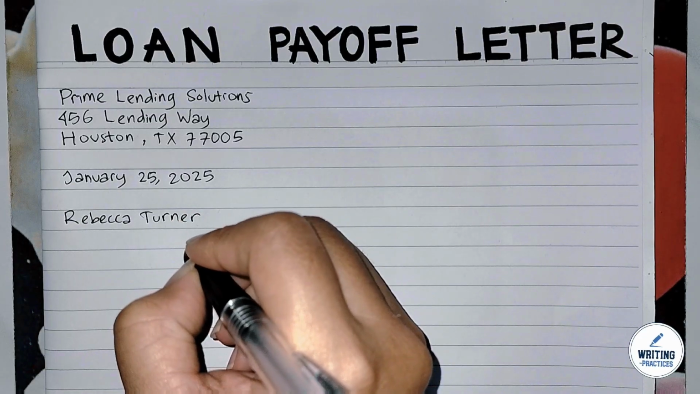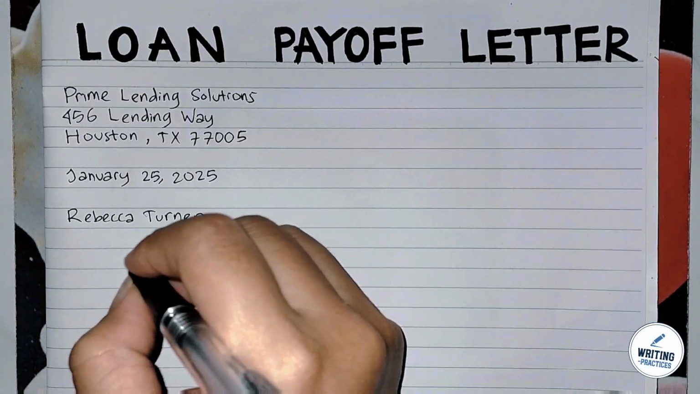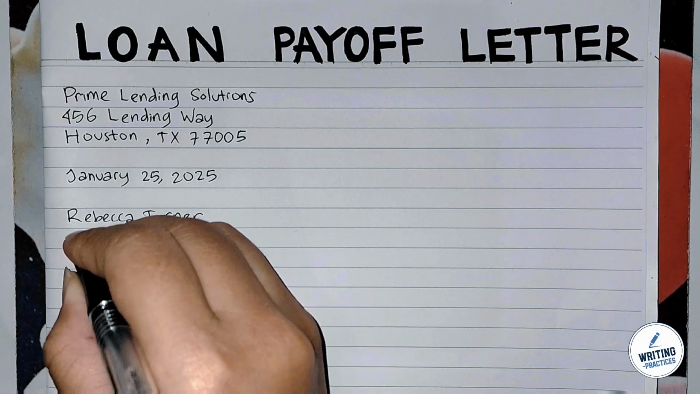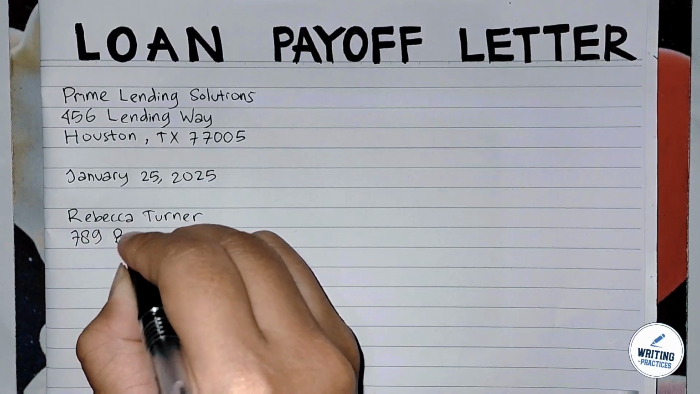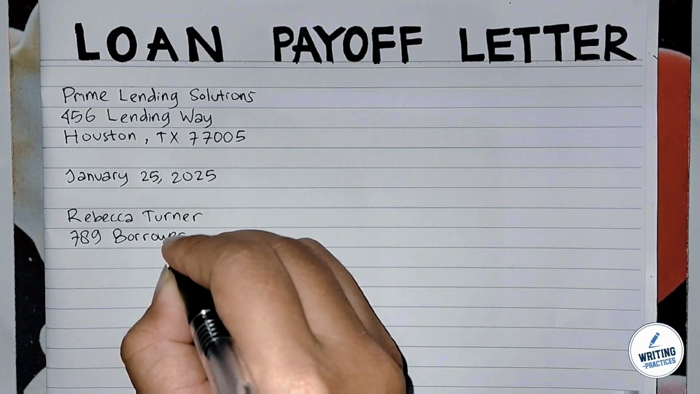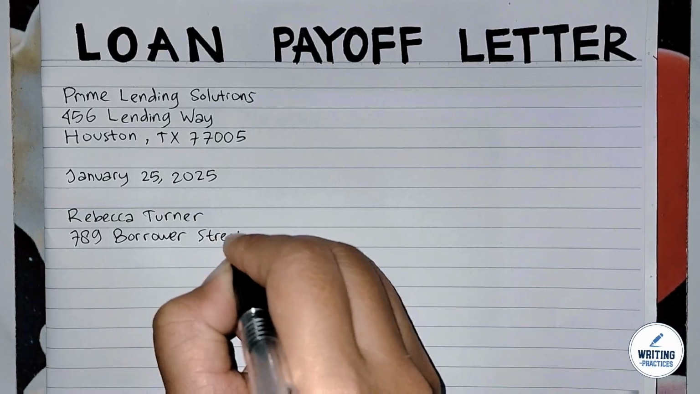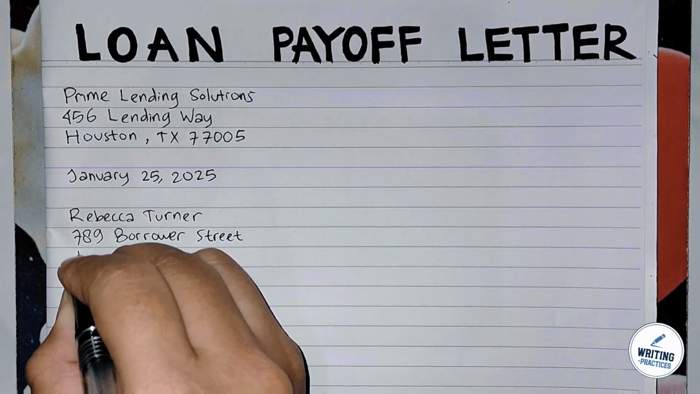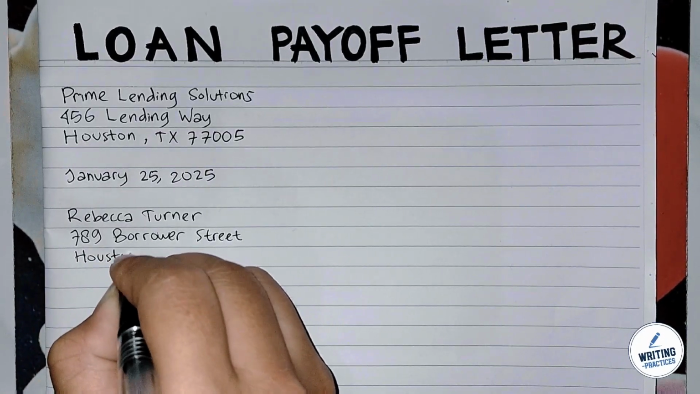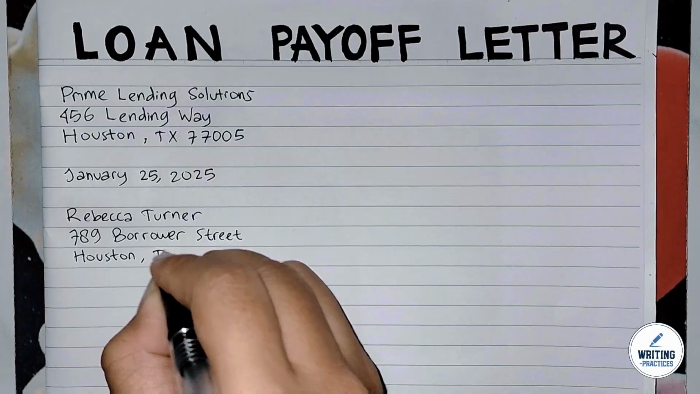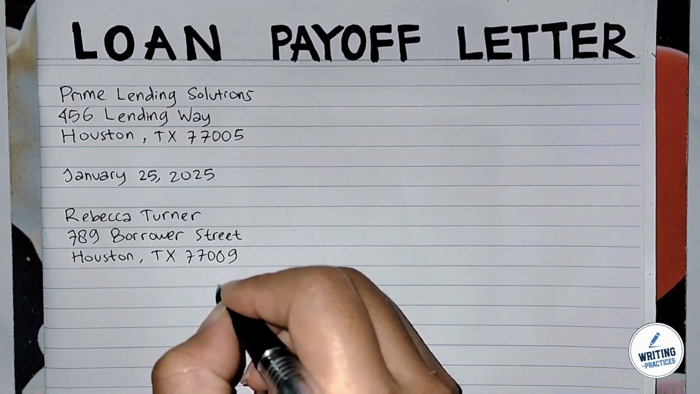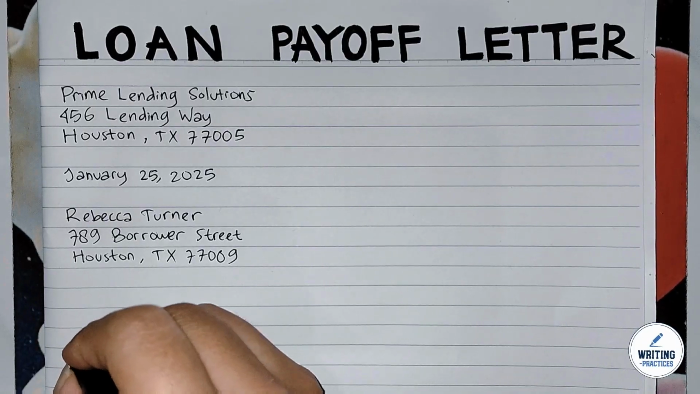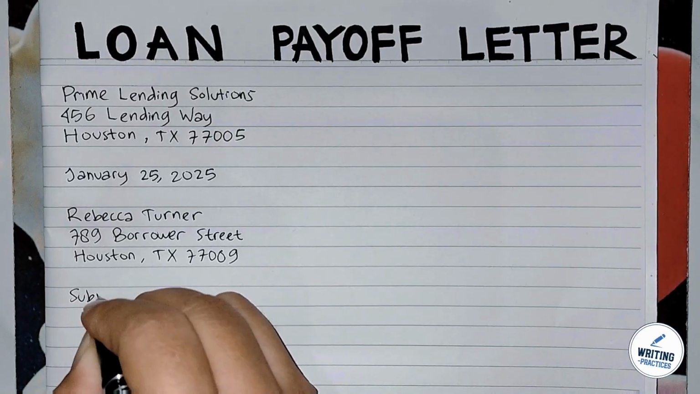After that, write the date. It is the date when the letter is written and sent. Yes, it should be formatted as month, day, and year. Then, you need to write the borrower's information. This section includes the borrower's full name and address. It should match the information on the loan account, to ensure there is no confusion about the intended recipient. Therefore, write the number, street name, city, state, and zip code for the full address.